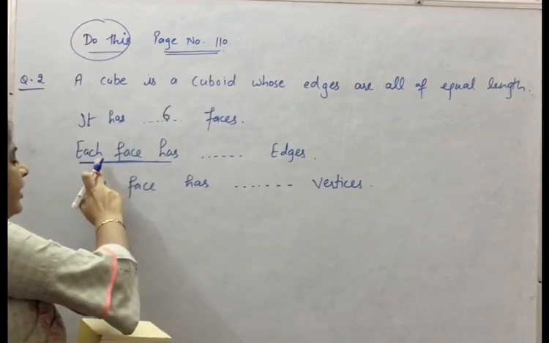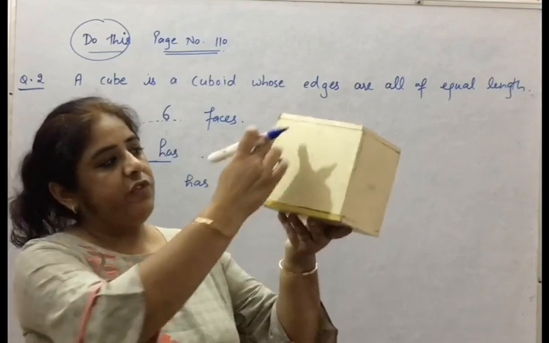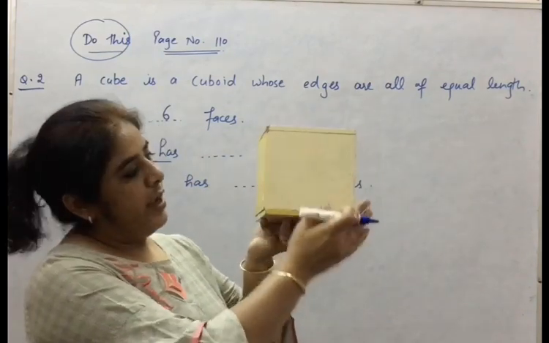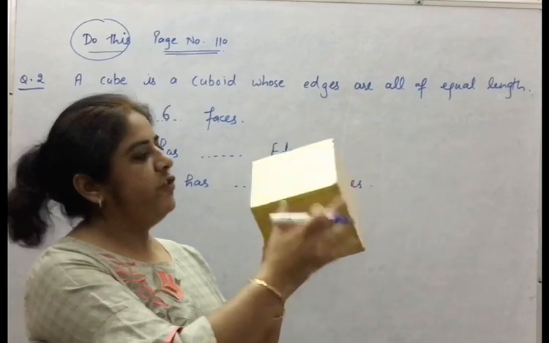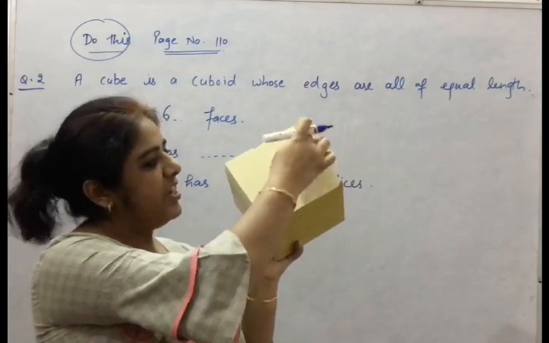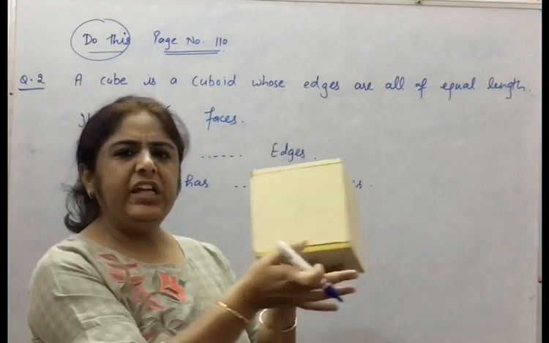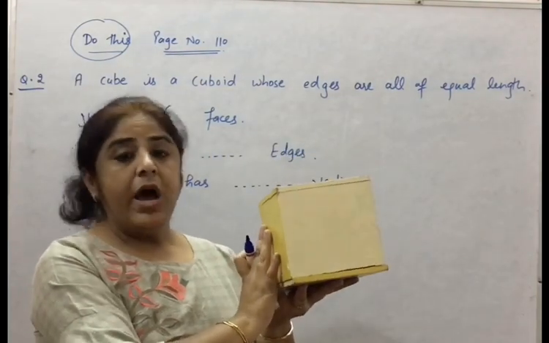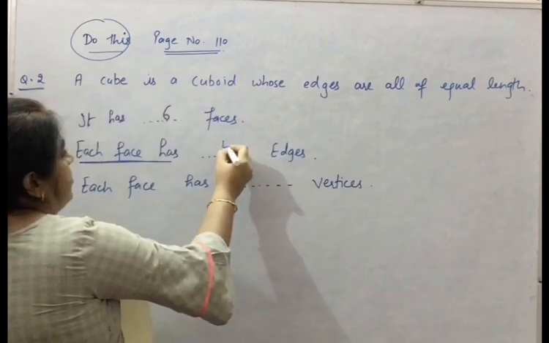But here the question is, each face has dash edges. Each face. So if we are looking at this face, only this face, how many edges? 1, 2, 3, 4. If we are looking at this face, how many edges? 1, 2, 3, 4. In the same way, if we see any one face of this cube, how many edges? Each face has 4 edges.